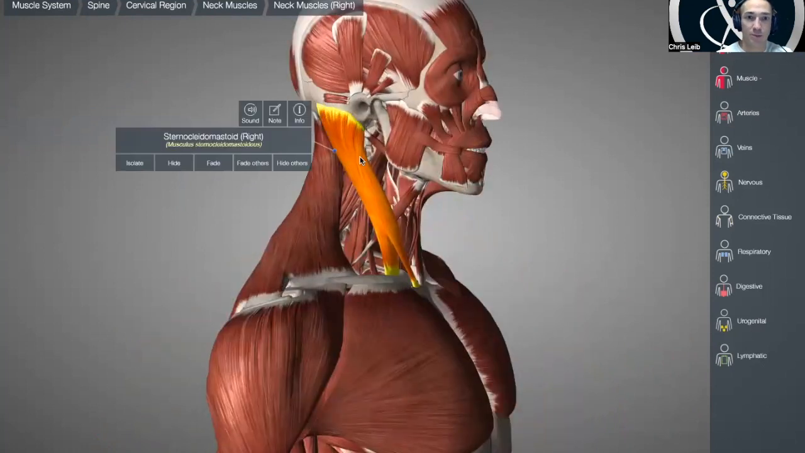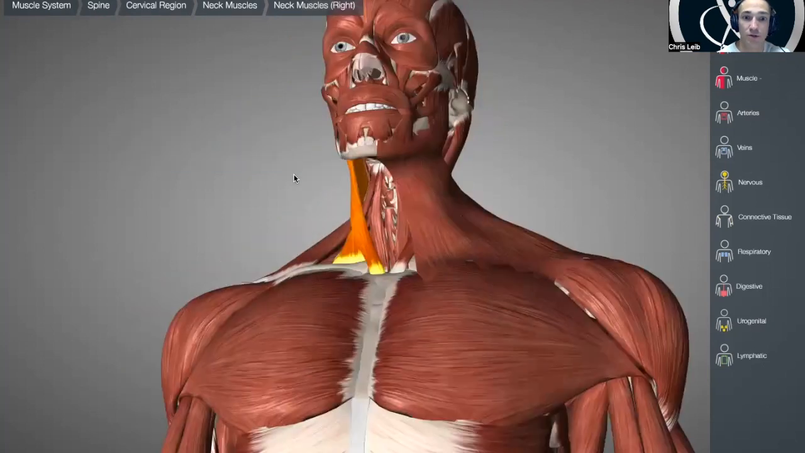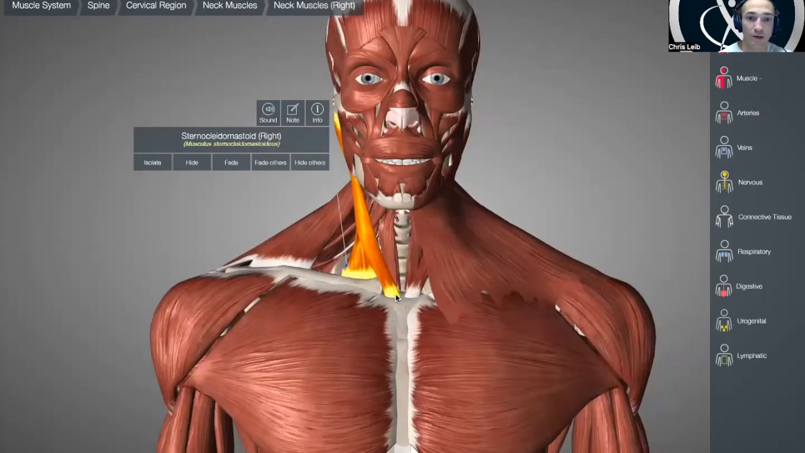You can see the attachment points here. You have one on the knob on the back of the skull called your mastoid process, which makes it part of the name, sternocleidomastoid. That's one attachment. And then sterno means sternum, or chest bone, so you've got an attachment on the sternum, and then cleido means clavicle, or collarbone, so you have the other attachment on the collarbone, the clavicle.